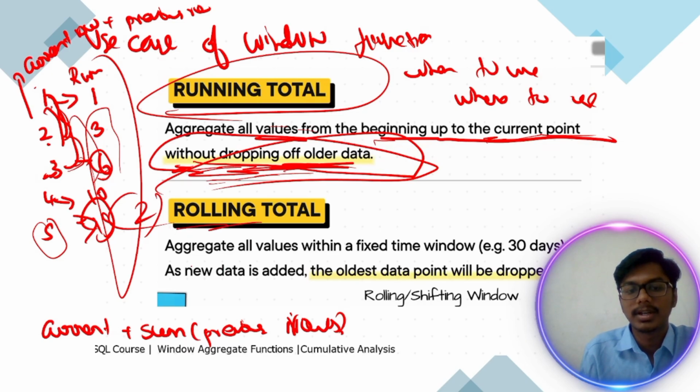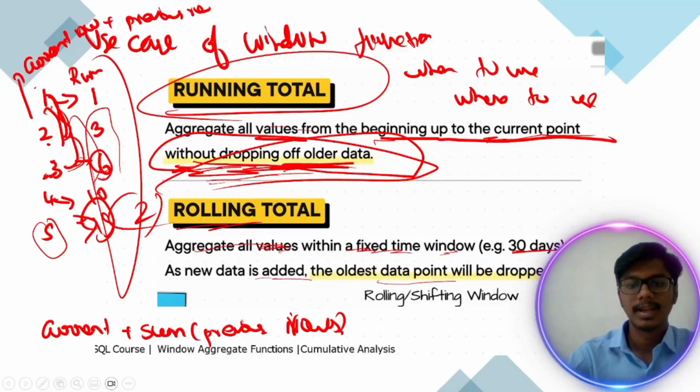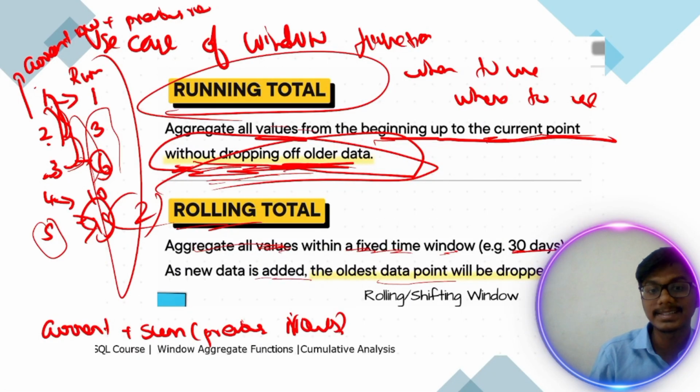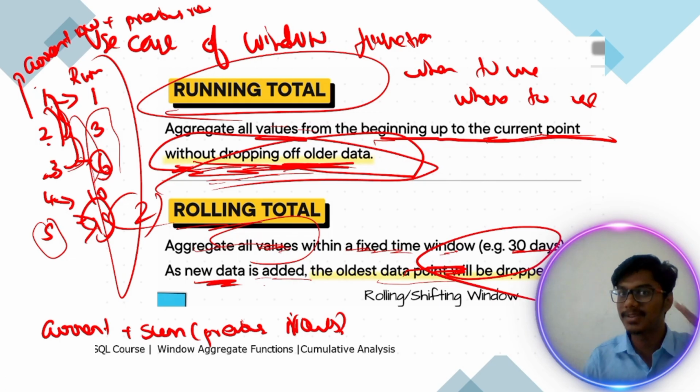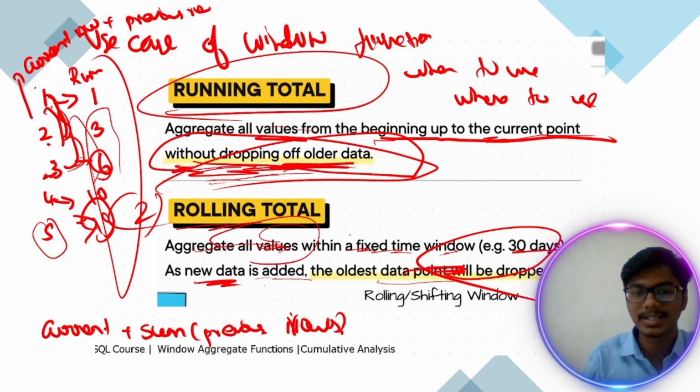The second point is the rolling total. What is meant by the rolling total? It aggregates all the values within a fixed time window, for example 30 days. As new data is added, the oldest data will be dropped. The old data points are dropped when you add new data. That's called the rolling total.